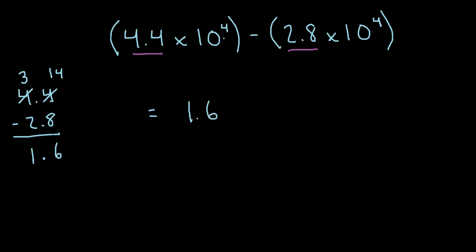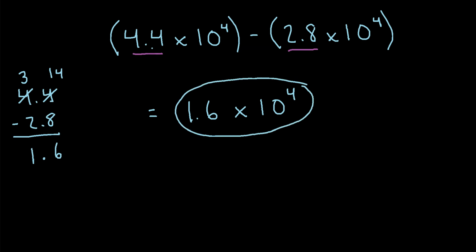Then we'll have times 10 to whatever the exponent is that they have in common, which is a 4. So it'll be times 10 to the fourth. So that is our final answer on this one. 4.4 times 10 to the fourth minus 2.8 times 10 to the fourth is 1.6 times 10 to the fourth.